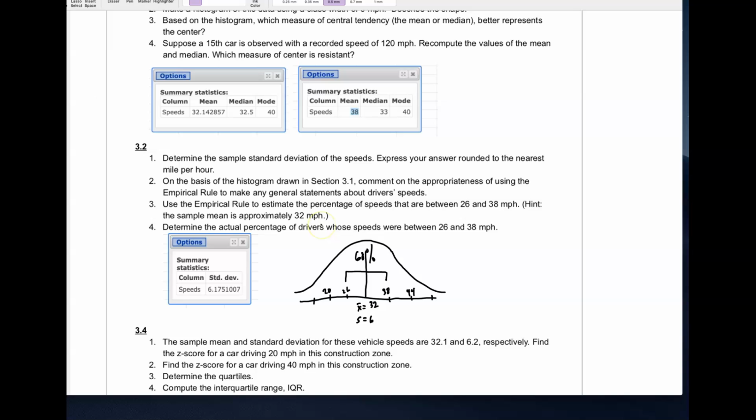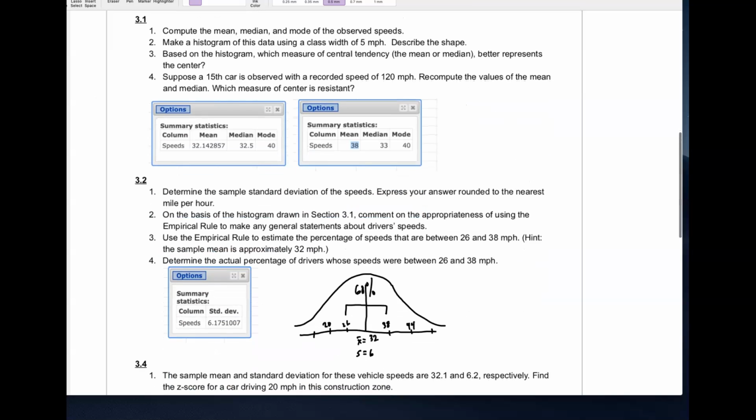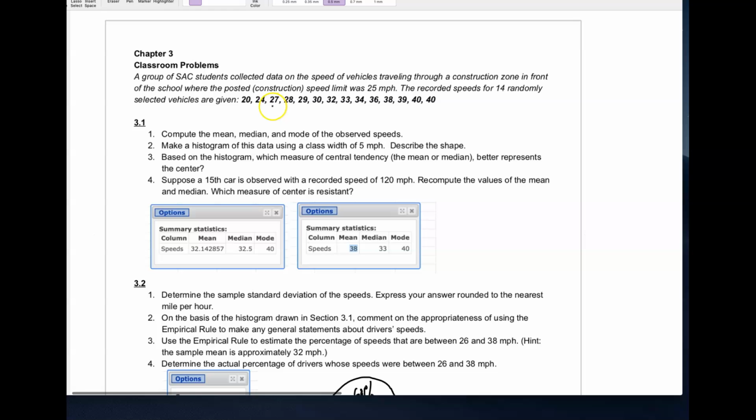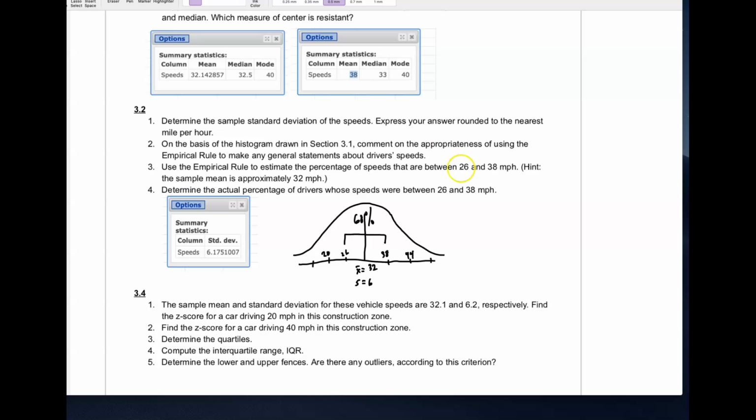What was the actual percentage between 26 and 38? We can see here there's 1, 2, 3, 4, 5, 6, 7, 8, 9 out of 14 in between those values. You can then calculate the percent, and it's about 64%. So you can see how the empirical rule approximates, without even knowing what the data is.